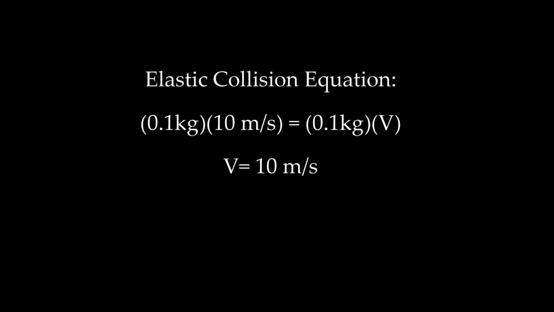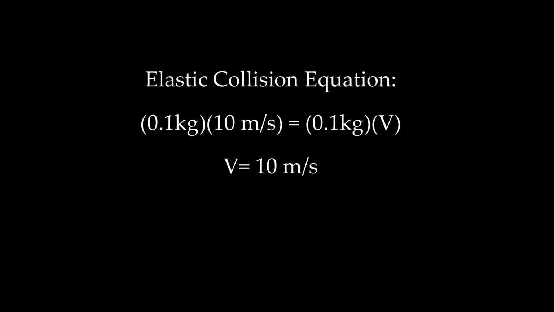So, say a 0.1 kilogram air hockey puck is moving at 10 meters a second, and it strikes another air hockey puck, which is stationary with the same mass. And you want to know what velocity it has after the collision. You simply set it up like this.